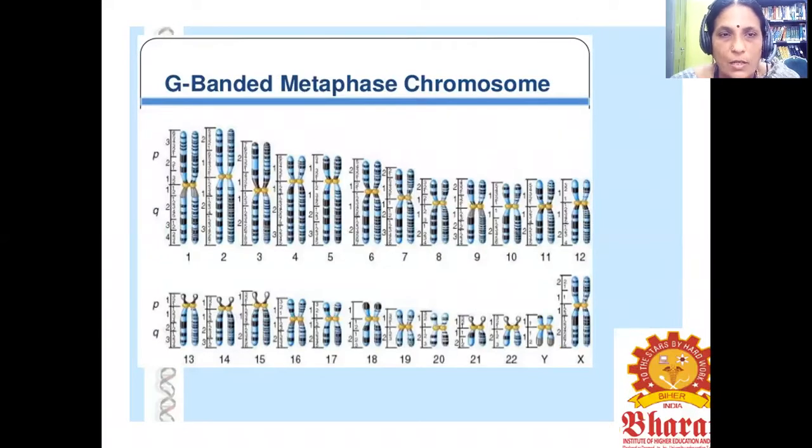This is a G-banded metaphase chromosome. We have 22 chromosome pairs, then X and Y. With the help of Giemsa stain, we are seeing the G-banded metaphase chromosome.